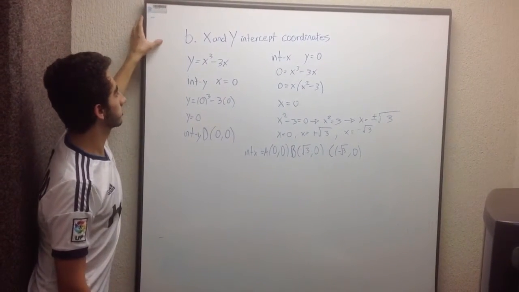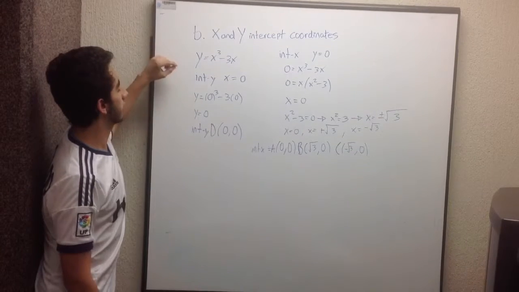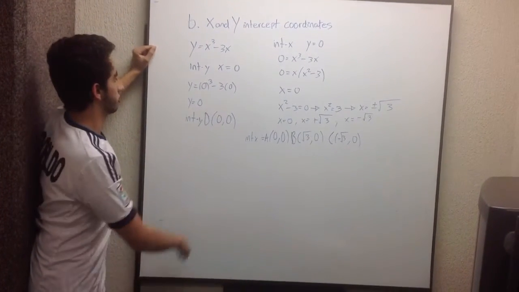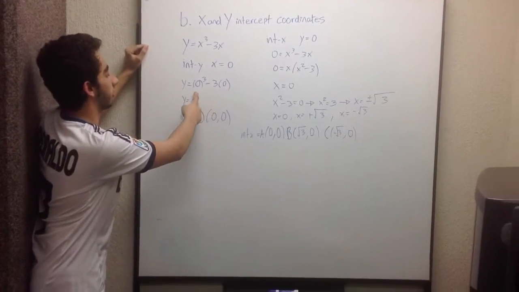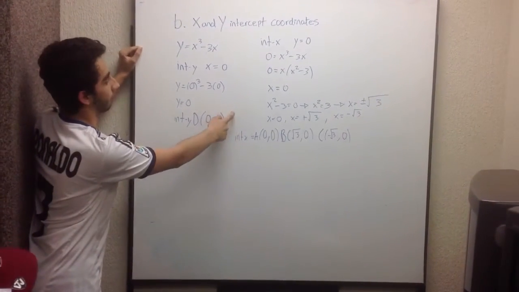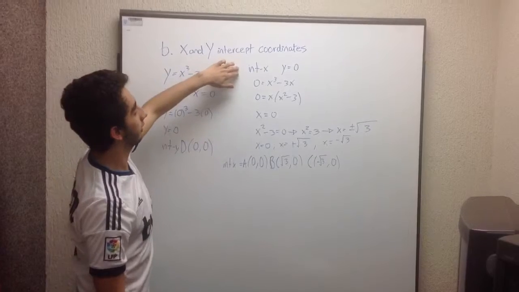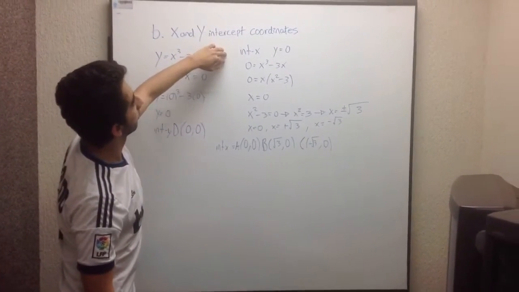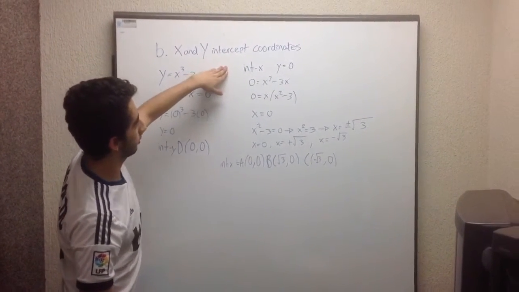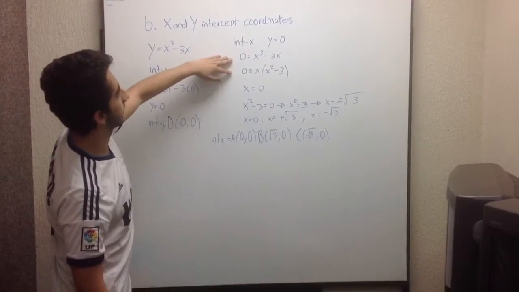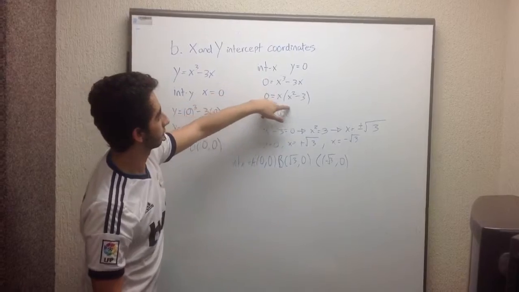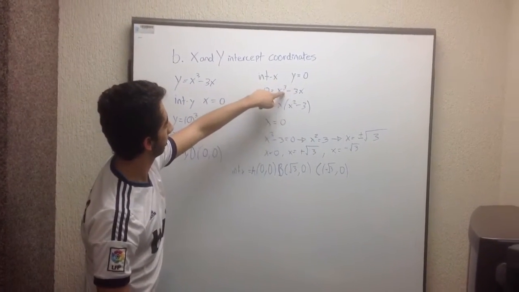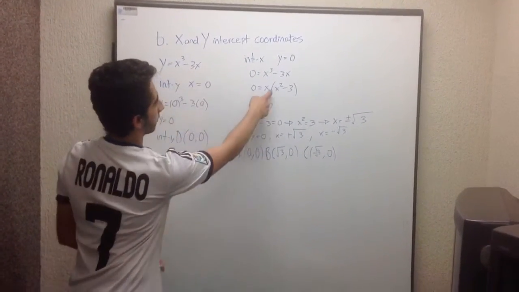To find the y coordinate, we have to substitute x to 0. So we substitute x to 0 in here, and the final point is 0, 0. And to find the intercept in the x-axis, we have to substitute y to 0. So we substitute here, and we have to find the common factor. This is the common factor of this one. And one point, this point, is 0.